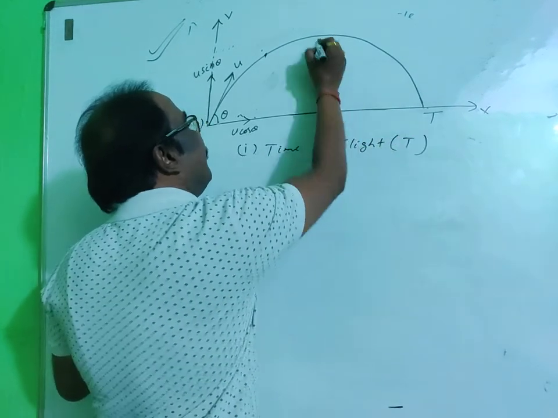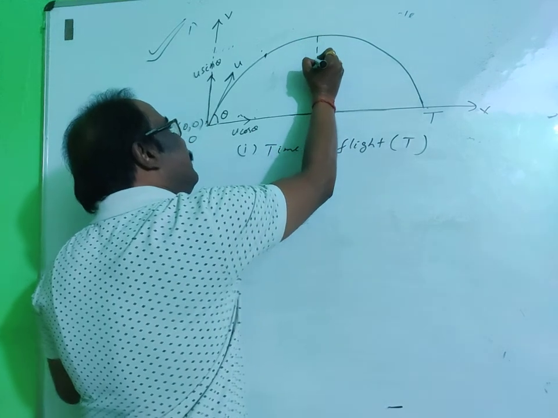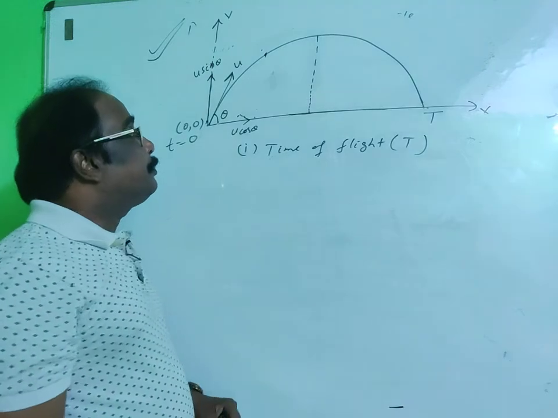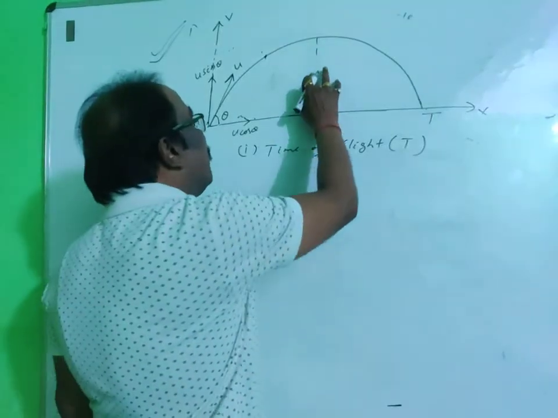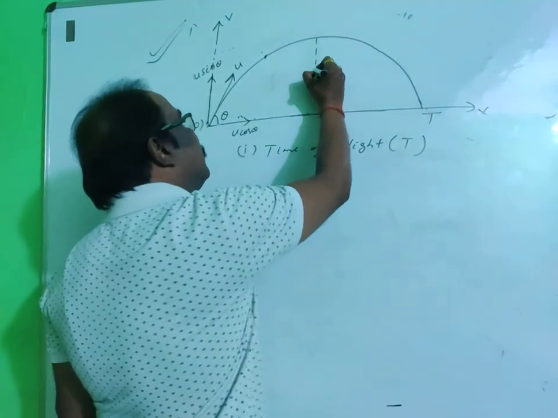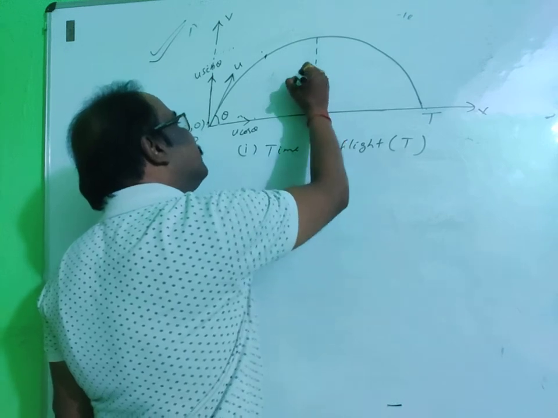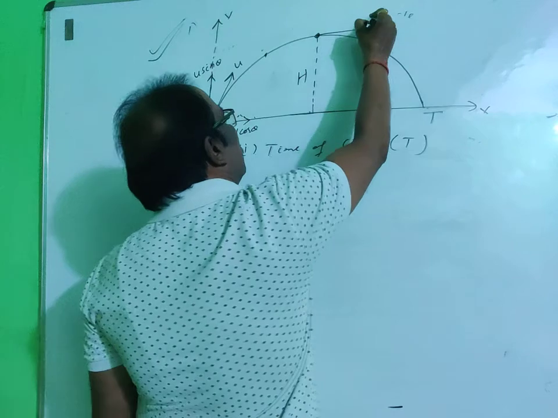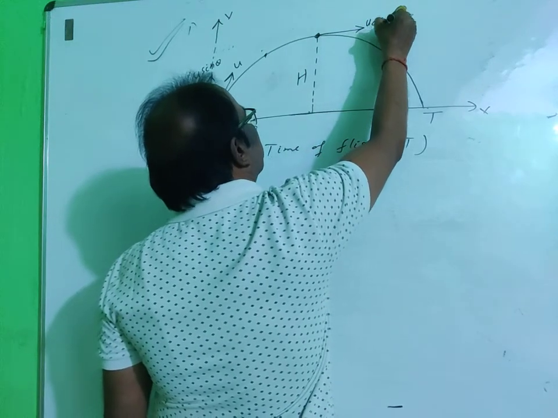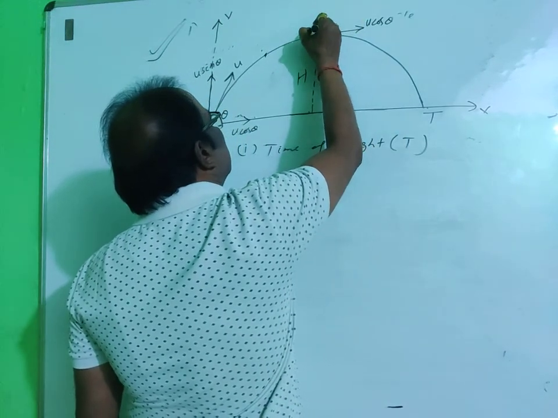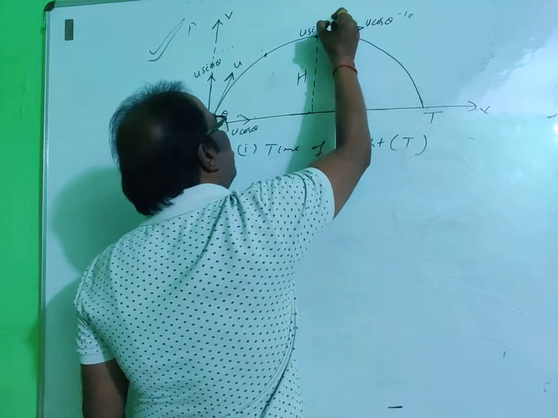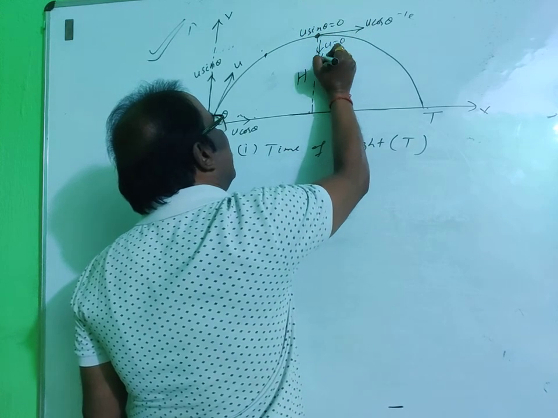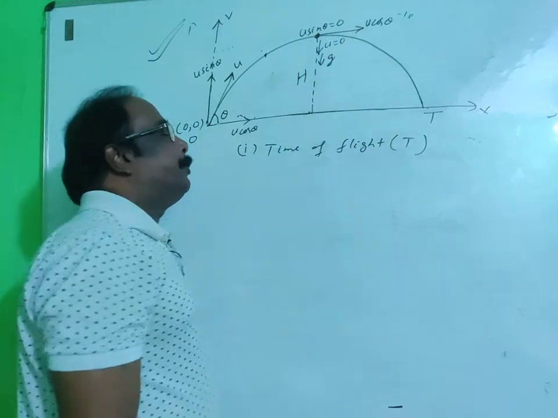See, the equation of projectile shows us this is a parabolic track, which means the nature of the trajectory is parabolic. This is the maximum height, the highest point. Here only the horizontal velocity u cos theta remains, and u sin theta is 0, so the vertical velocity is 0 in the downward direction, and again the acceleration due to gravity is 0.